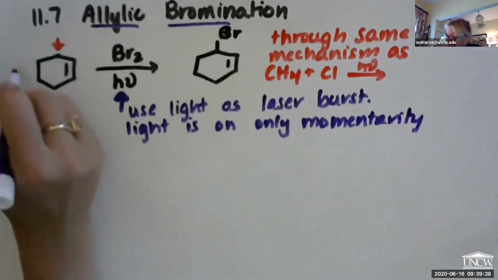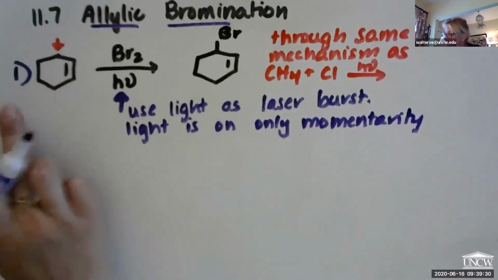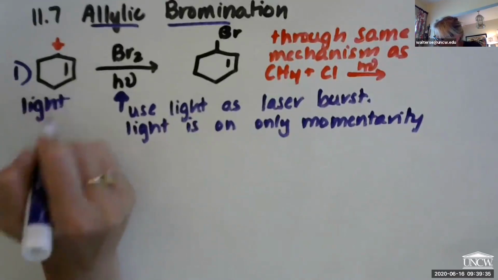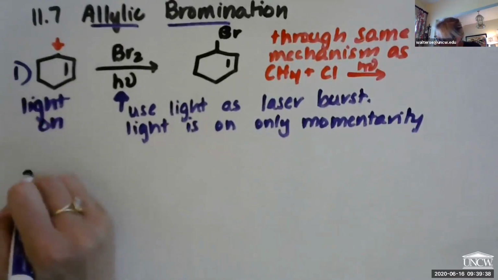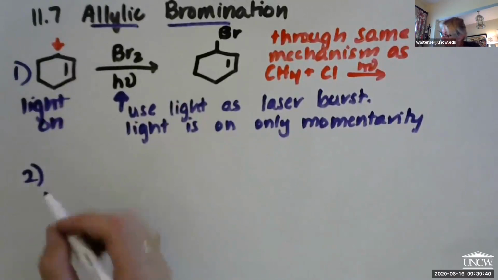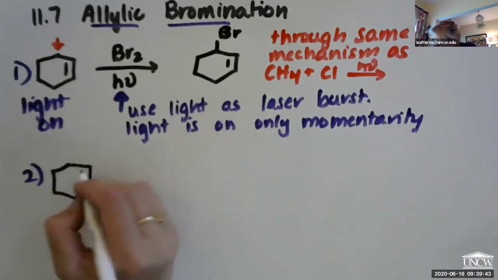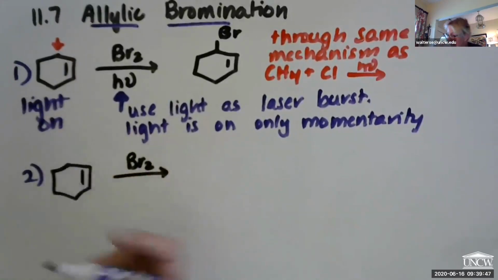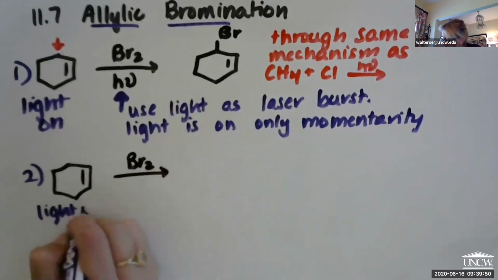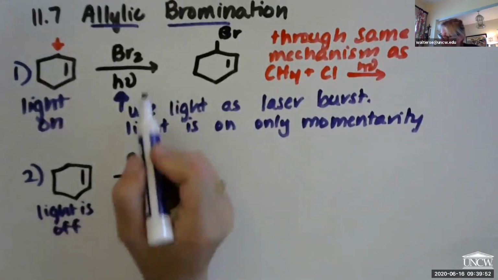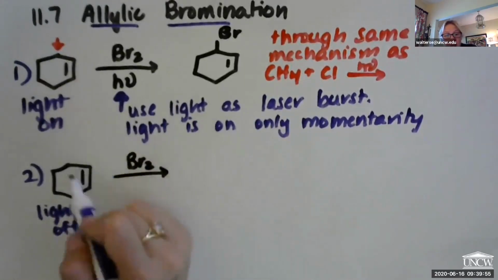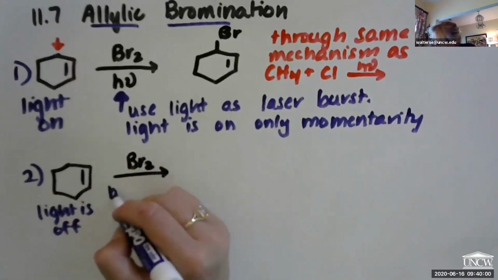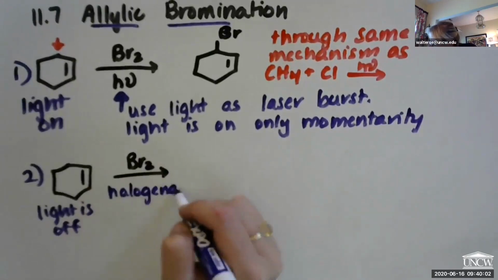Okay. So this is one reaction that will take place when the light is on. So light on. But when you turn the light off, okay, so this is just a burst, then it turns off. Then you end up with reaction conditions that look like this. Okay, this is a halogenation reaction from chapter 9.